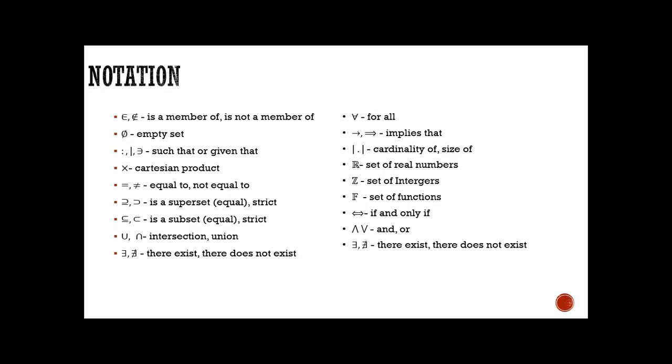R or double R represent the set of real numbers. Double Z represent the set of integers. Double F represent the set of functions. These arrows are used to represent if and only if. That is when you're stating a condition. So this is true if and only if this is satisfied. These are used in computer science to represent and or. And I think we have this one twice. So there's this and there's no, does not exist. So we're going to use this notation to develop the functions.